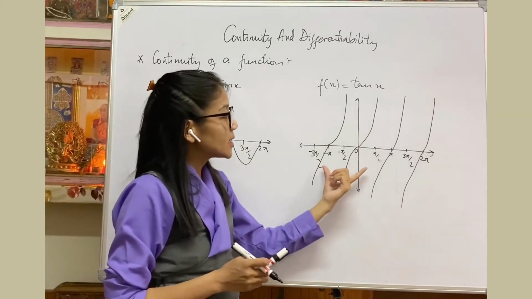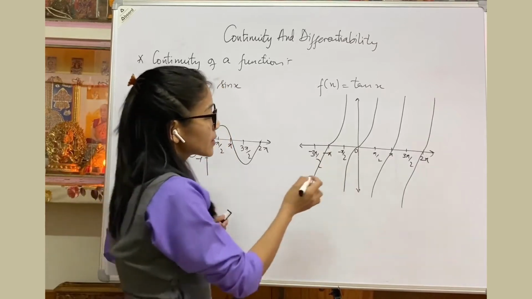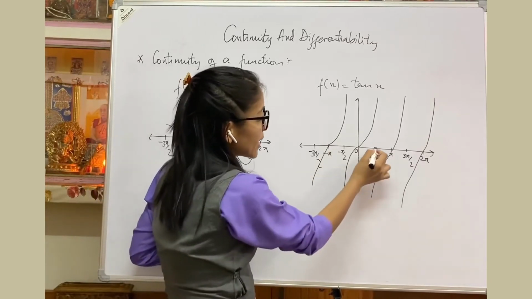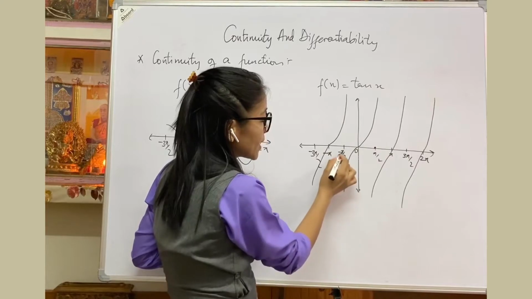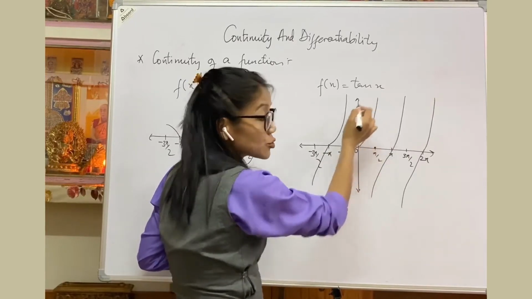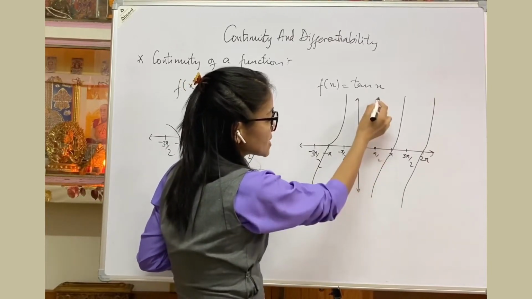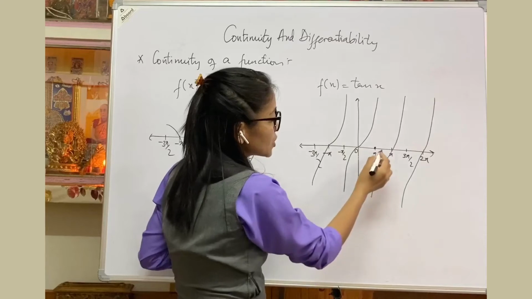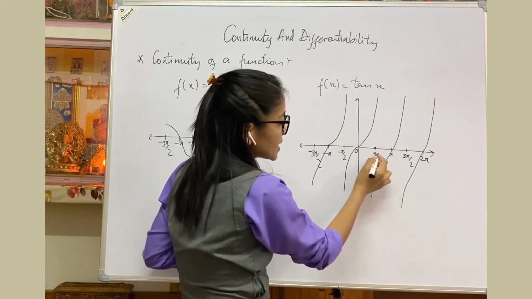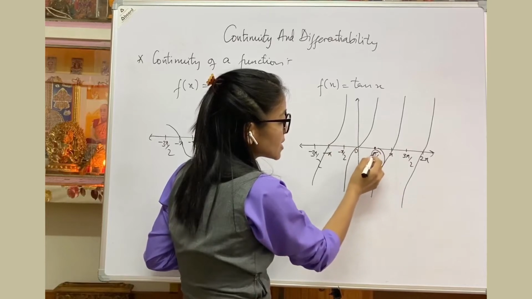Whereas when we take the function tan x, you can see that the graph is broken at pi by 2. From negative pi by 2 to pi by 2, it is continuous. At one stretch you can draw the graph, right? But when you reach pi by 2, you can see the graph is broken here. So we say that the function is discontinuous, or not continuous, at pi by 2.